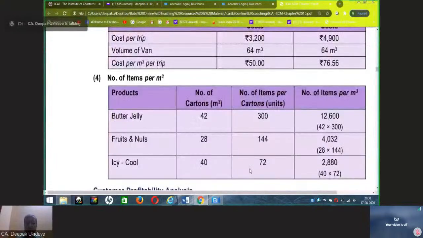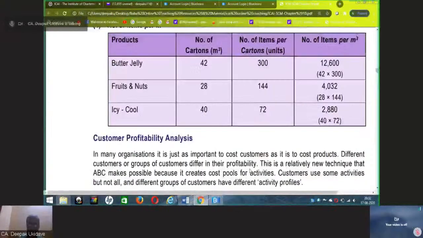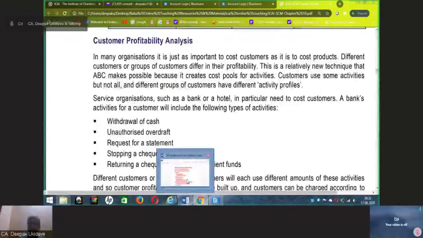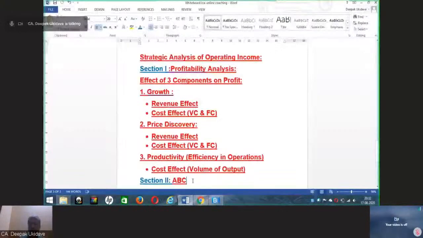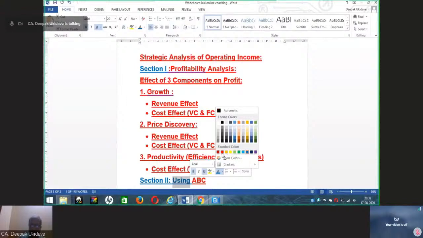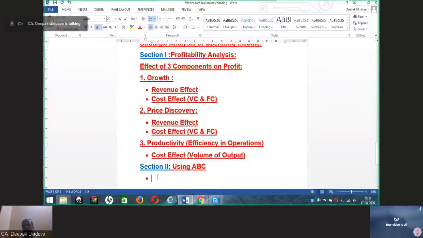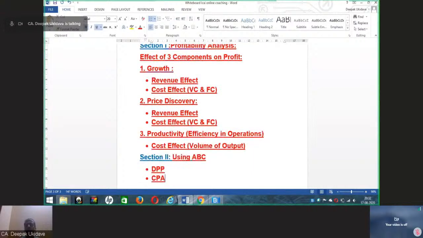So section 2 is profitability analysis using ABC. In this, there are two methods. One is DPP, direct product profitability. I am writing the short forms. And the second one is customer profitability analysis, CPA. In direct product profitability, we deduct the retail cost, warehousing cost, and transportation cost from the operating margin in order to arrive at the net profit of the product.